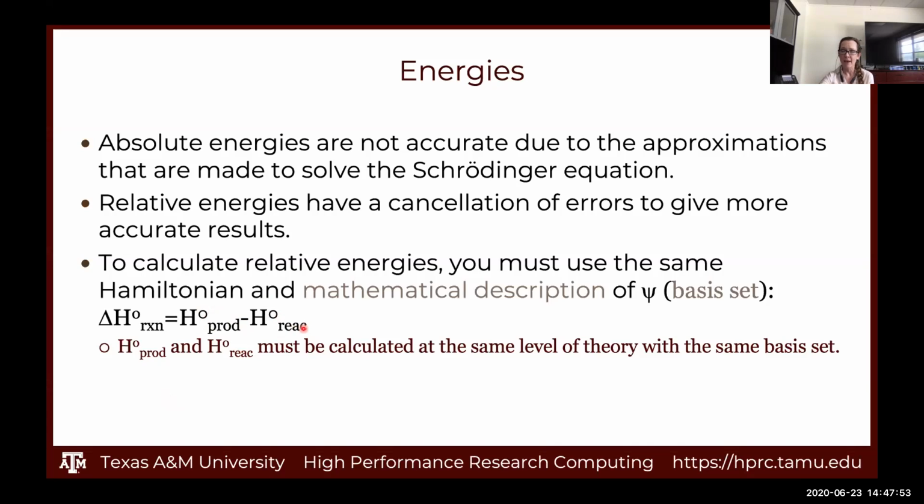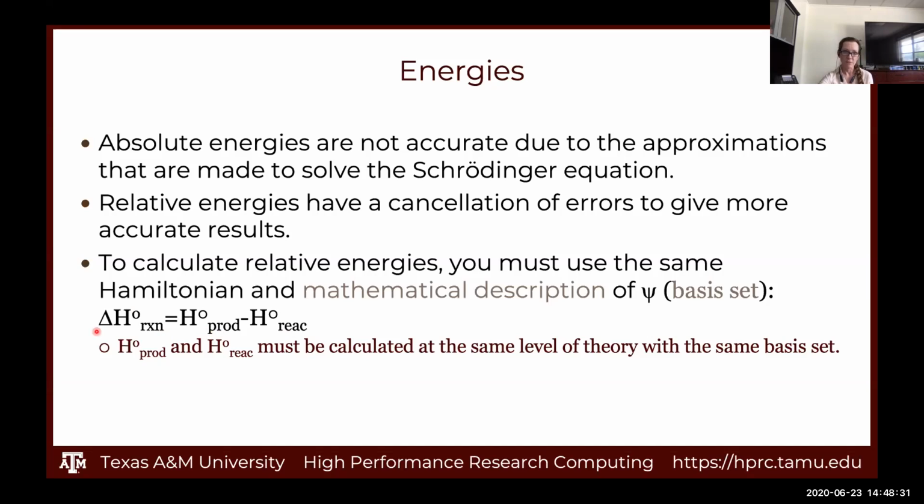That means you can't lose atoms along the way. However many atoms you have in the reactant has to be the same as the number and type in the product. So if you're reacting 2 water molecules, you have 2 oxygens and 4 hydrogens in the reactant, you better have 2 oxygens and 4 hydrogens in the product, even if you're going to hydronium and hydroxide. And everything has to be calculated with the same level of theory and the same basis set applied so that you get the cancellation of errors.